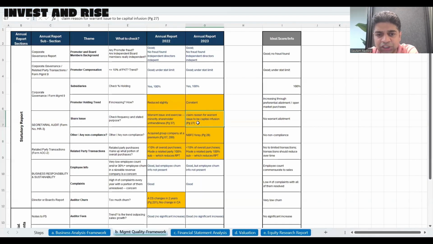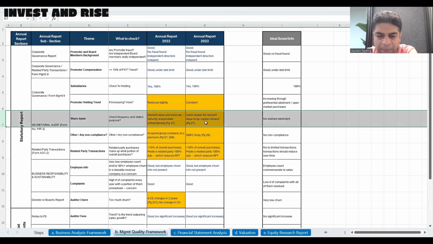If they have a warrant issue, you have to check for the reason. In the annual report, you will find it in the secretarial audit, where they mention the reason. Here, Agarwal mentions the reason for the warrant issue was capital infusion. I obviously make a subjective judgment on their reasoning in my video. If you really want to understand what you need to look for, look at this framework and also go through that video. You would be able to connect.